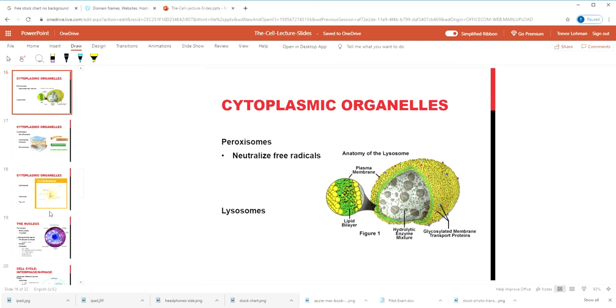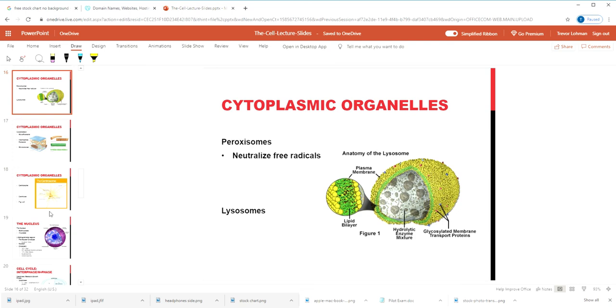These next 2 structures look somewhat similar. They're called peroxisomes and lysosomes. Peroxisomes, through the use of oxidases and catalases, use molecular oxygen to detoxify harmful substances like alcohol and formaldehyde. And then, like I said, they also neutralize free radicals, which are highly reactive chemicals with unpaired electrons that can do damage to DNA.